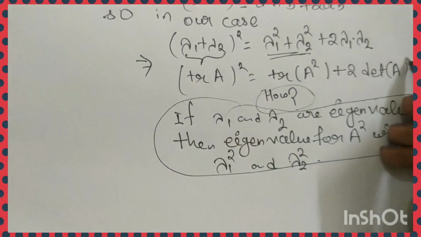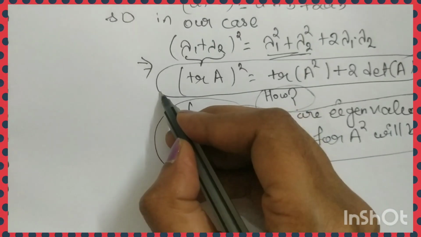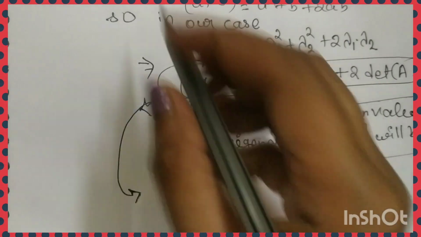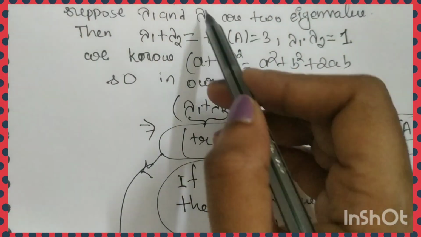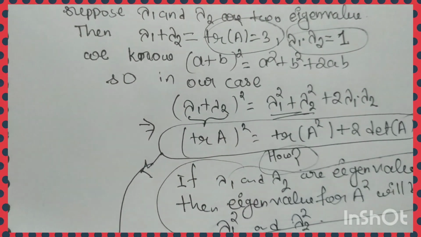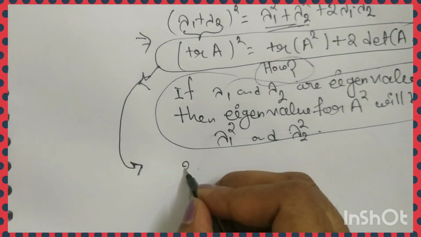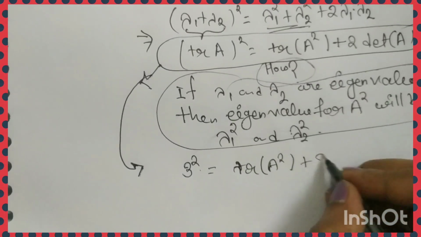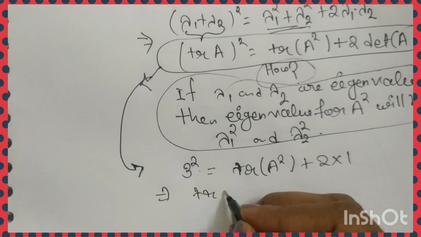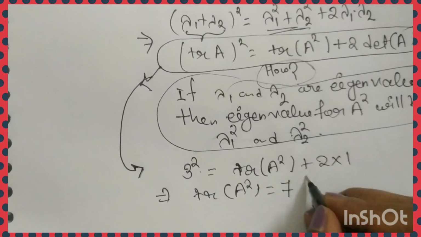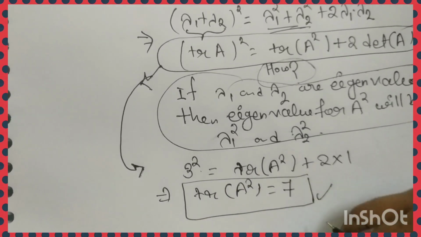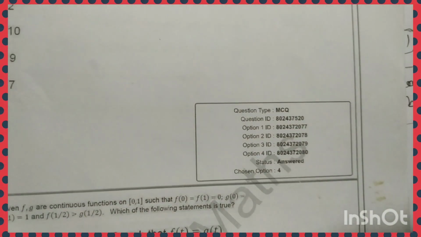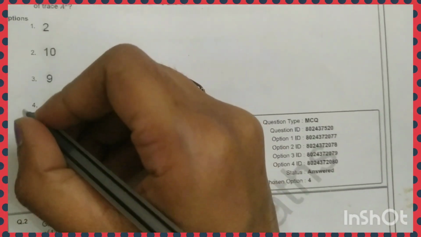Okay, see, so what we get here, we will get this thing, and now this implies what? What is your trace here? Your trace is this, see, and determinant is this. So we will put the value and try to solve a little bit. So 3 square equal to trace of A square, and plus 2 into 1, which implies that trace of A square is equal to 7. Okay, so it is your correct answer. So let us see which option is correct. So which one is correct? Option 4, right? So option 4 is correct.